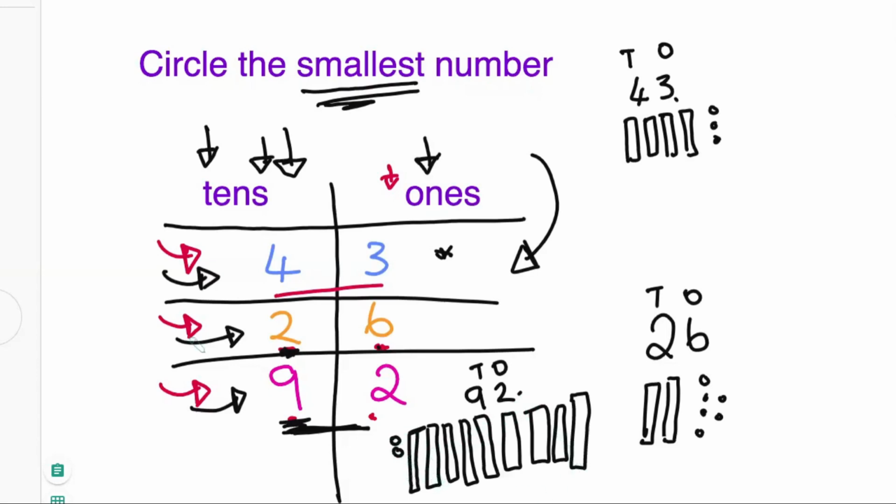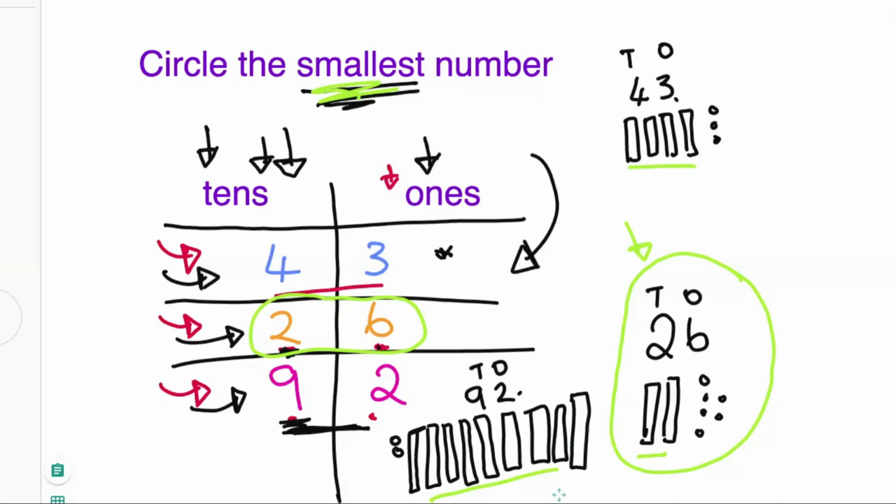So just by looking at all of these numbers, we can already see which number is the smallest by looking at the tens first. Which number has the least amount of tens? Number 26 has the least amount of tens. It's the smallest number here. So we can circle number 26 because we know that number 26 is the smallest number. We know it's got the least amount of tens.